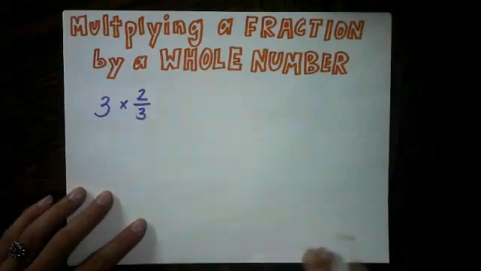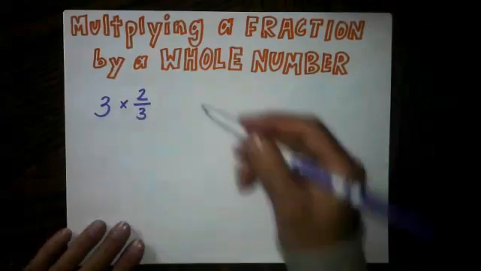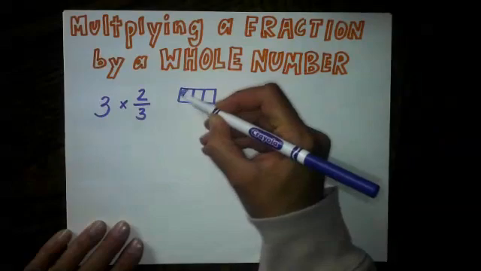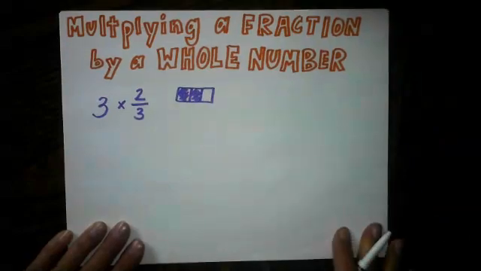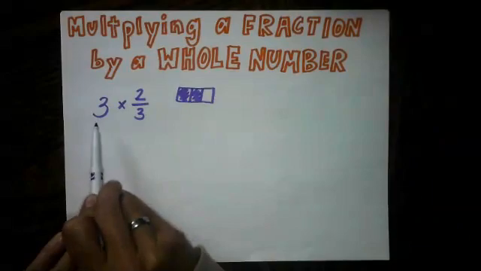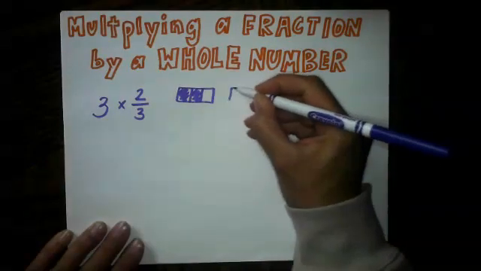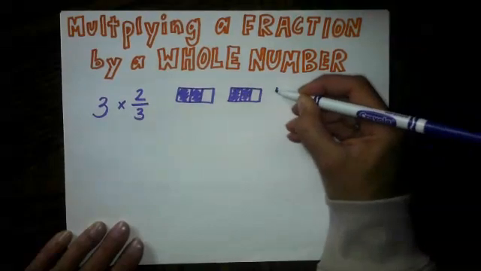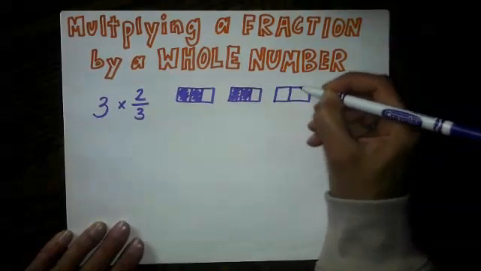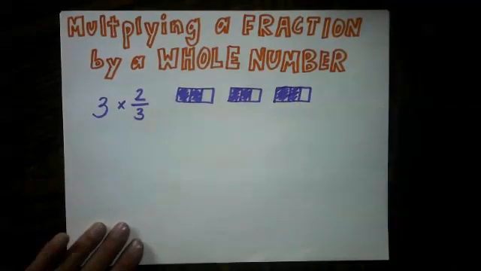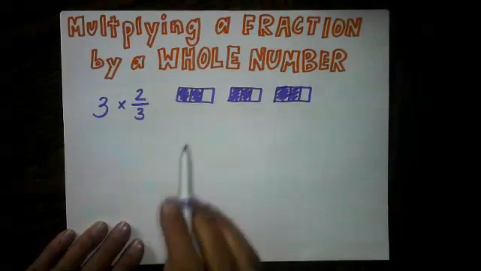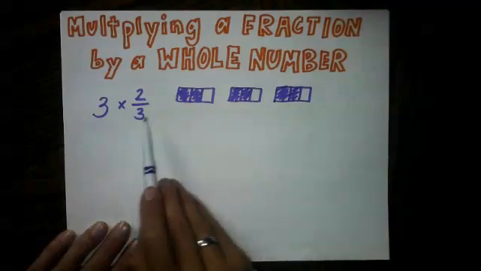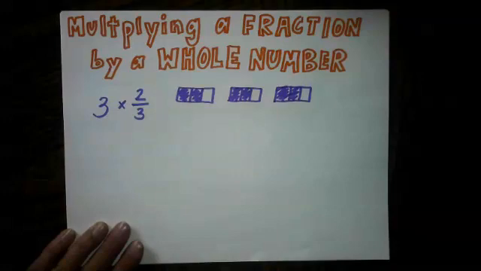I'm going to start with a quick visual so you can see what it looks like. I know 2/3 looks like this. Shade in 2 out of 3 parts. I'm going to do that 3 times. If you think about this drawing, this 3 represents 1, 2, 3, and the 2/3 represents the 2 out of the 3 each time.